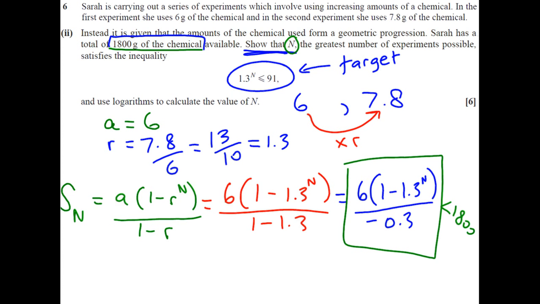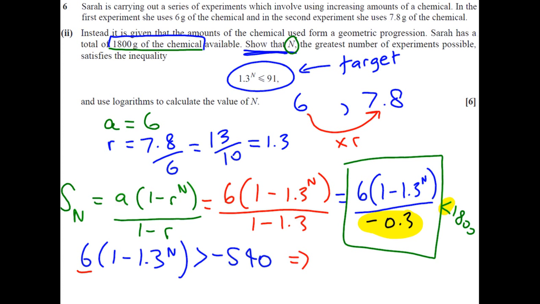Now the first thing that I'm going to do is multiply by -0.3. That's going to switch the inequality sign around, because we're timesing by a negative. So 6(1 - 1.3^n) - switch the inequality sign around - and do 1,800 times by -0.3, which is -540. Now we're going to divide by the 6. Divide by 6, -90. Now we're going to take away 1. So -1.3^n.